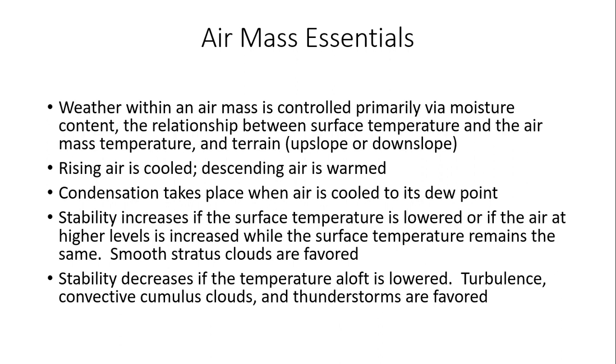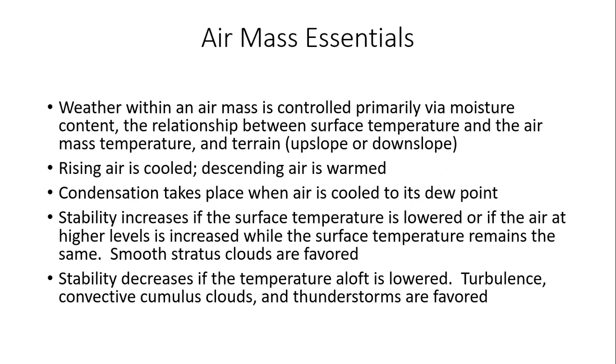Now, stability is going to increase if the surface temperature is lowered or if the overlying air at higher levels is warmed. In any case, we have a warm over cold situation, and we're going to have more stable conditions. As a result, we're going to have these smooth stratus clouds, and you generally can identify these because it almost looks like a blanket. And in a future training session, I'm going to cover all the clouds, so you get to see the difference in the cloud types.